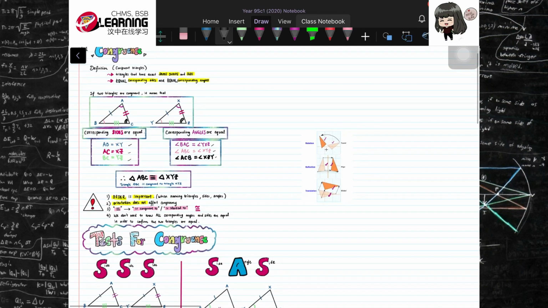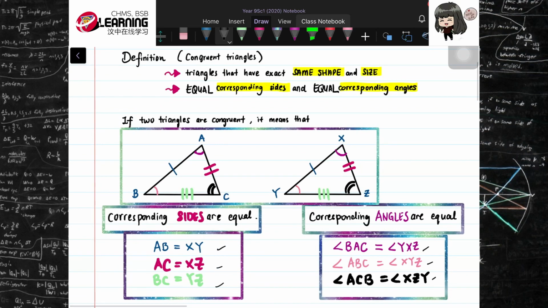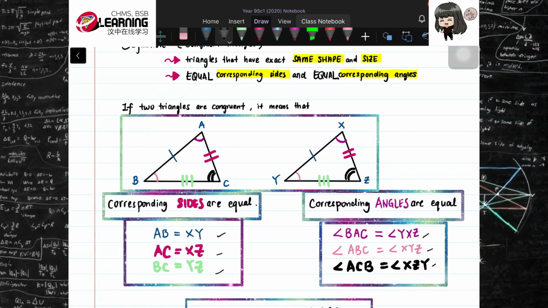So again, to show the congruence of triangles, I conclude this before I end my lesson today. Congruent triangles must have the exact same shape and size, and they must have equal corresponding sides and corresponding angles. We can see that there are 3 pairs of sides and 3 pairs of angles that must be equal to show that they are congruent. But to prove the triangles are congruent, we don't need to list down all the 6 items.